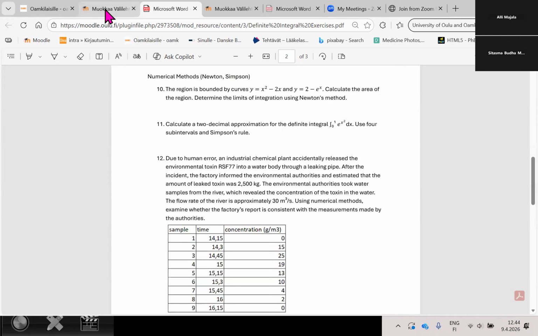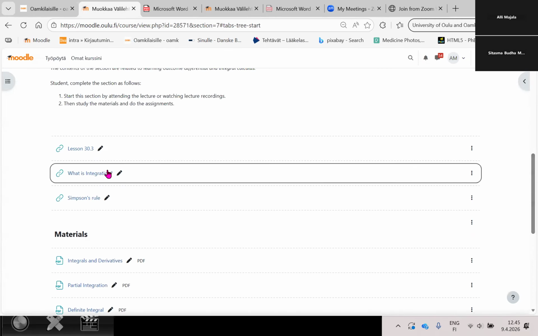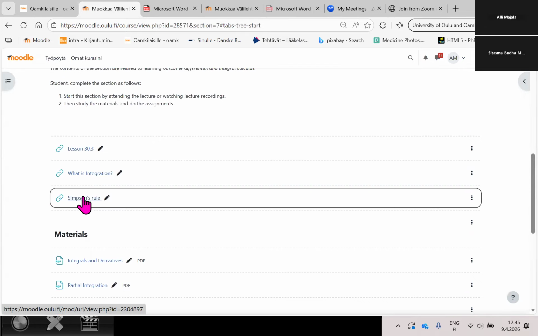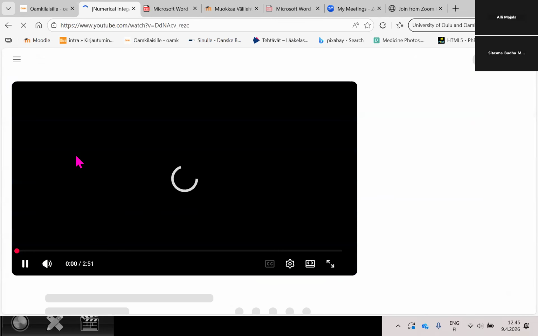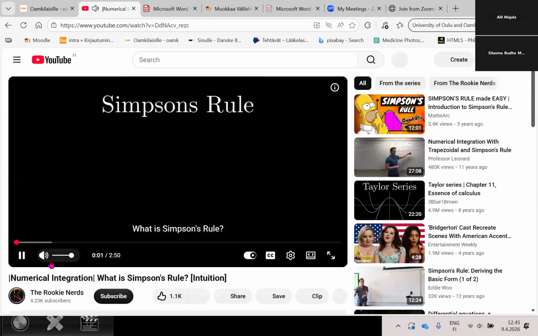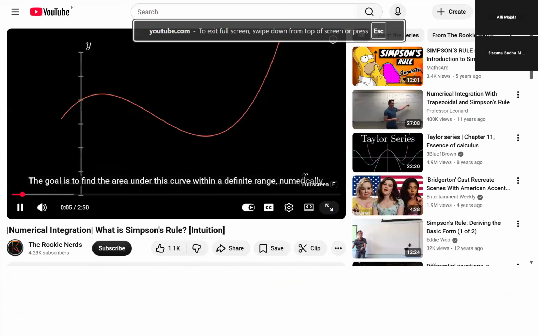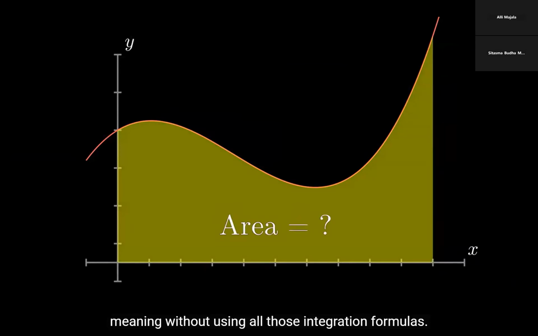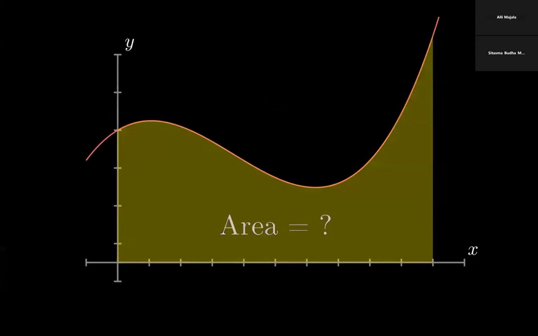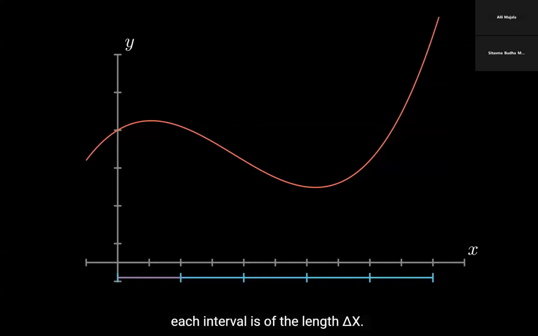Maybe I'll check if there was some decent video about this. This is the video. What is Simpson's rule? The goal is to find the area under this curve within a definite range, numerically, meaning without using all those integration formulas. To do so, we take samples of the function by dividing this range into equal intervals, where each interval is of the length delta x.